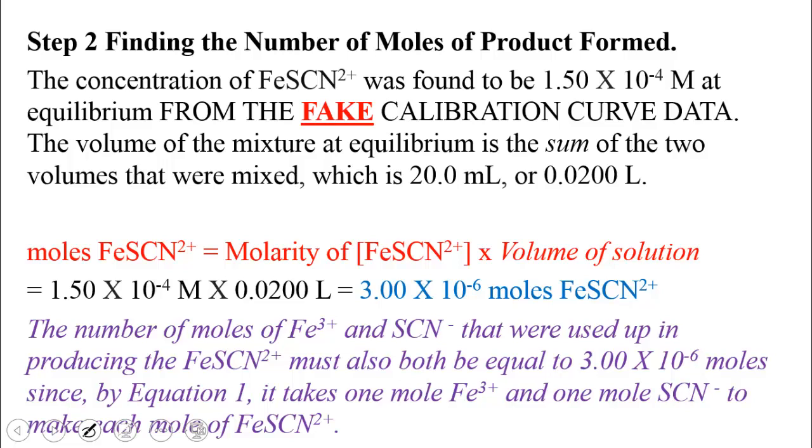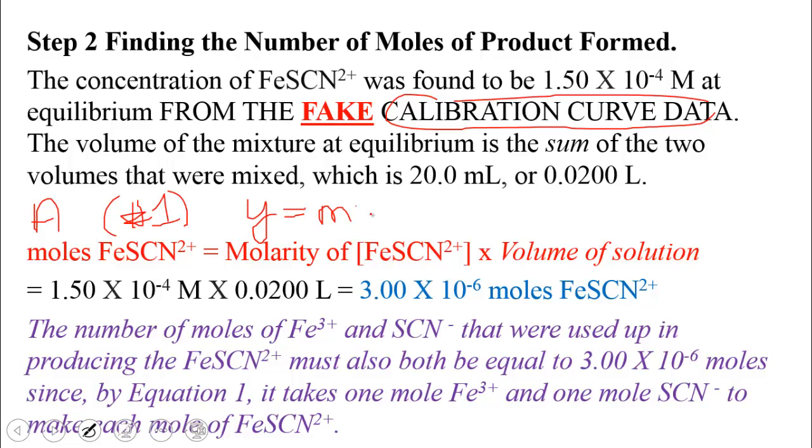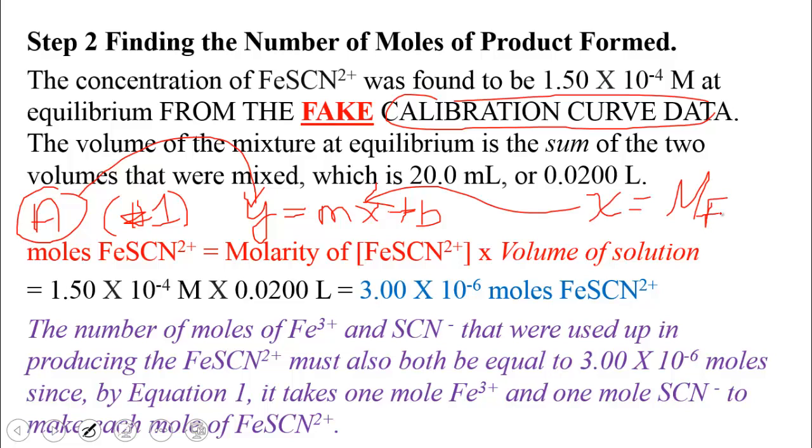And so what you need to do is you need to look at your calibration curve. So you will look at the absorbance of, let's say, test tube number 1. Okay, we're just doing this for our fake test tube number 1. So you'll have your y is equal to mx plus b. So you will plug in your absorbance of test tube number 1 for y, and you will calculate what x is. And x here will be the molarity of your complex, okay, at equilibrium.